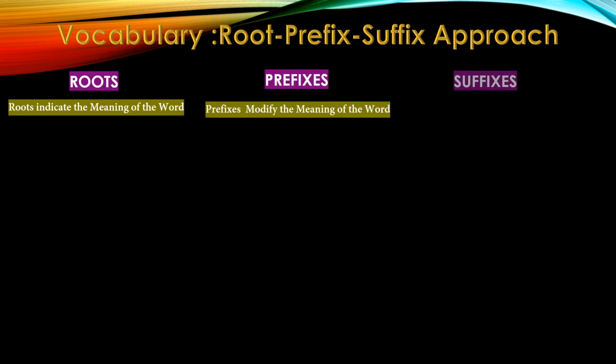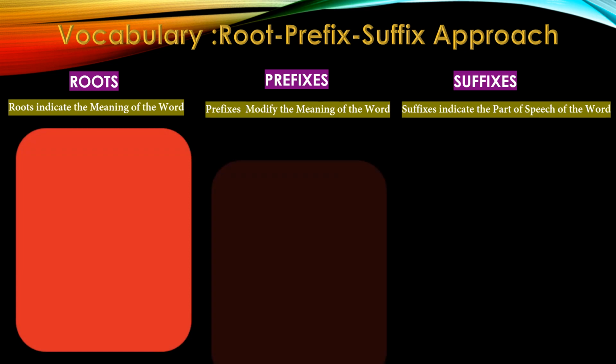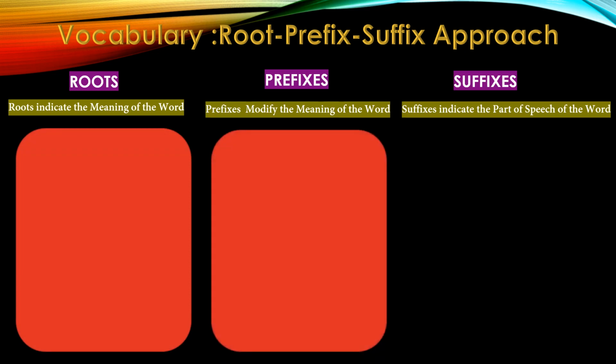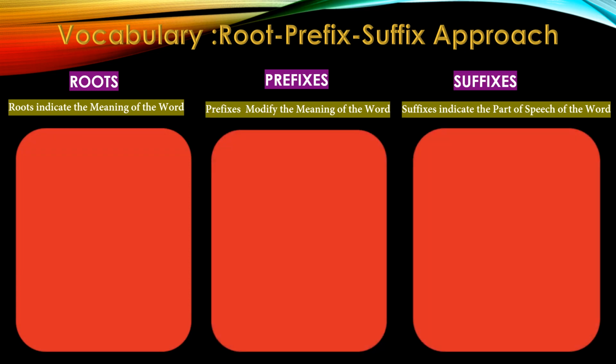Vocabulary: roots, prefixes, and suffixes approach. Roots indicate the meaning of the word. Prefixes modify the meaning of the word. And suffixes indicate the part of speech of the word. Note, some root words have several derivatives. For example, over a dozen English words have been formed with the Greek root word cide, meaning to kill.